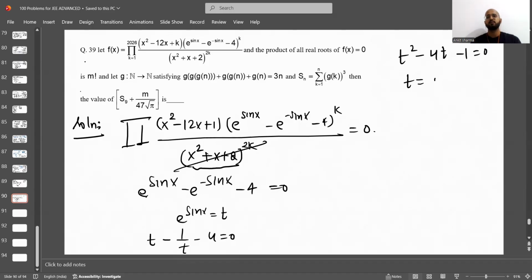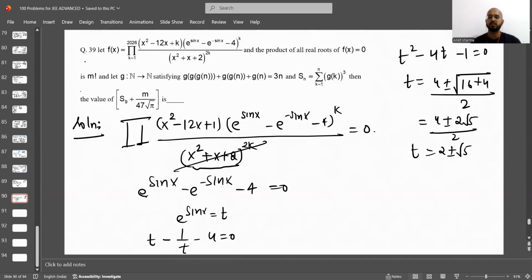So t is equal to 4 plus or minus the square root of 16 plus 4, that is 20, over 2. So I get 4 plus or minus 2 root 5 over 2, and this gives me 2 plus or minus root 5. So t is equal to this.